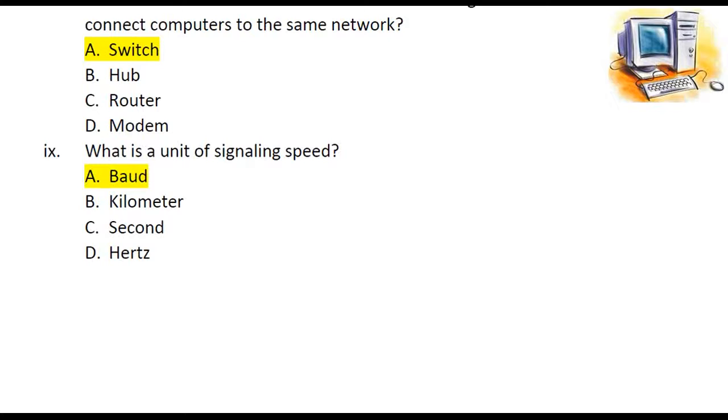Ninth MCQ says: what is the unit of signaling speed? That is called baud. Baud is the unit of signaling speed. Correct option is option A.